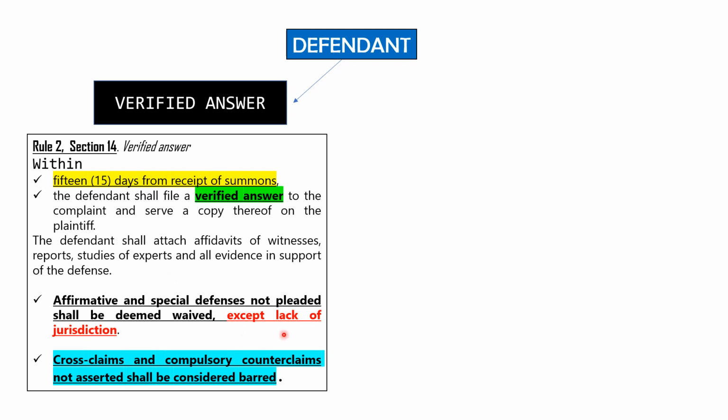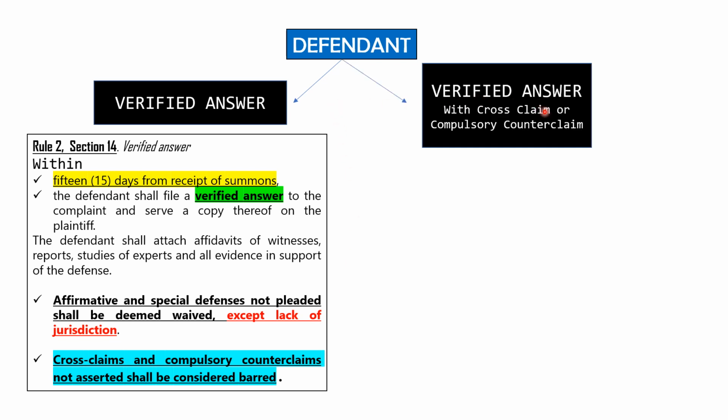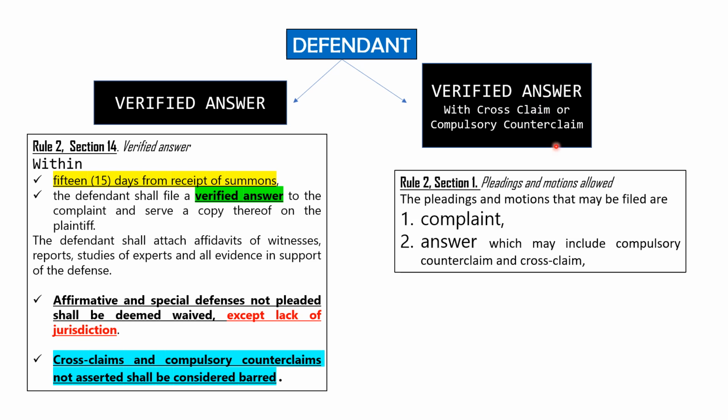And again, that is except lack of jurisdiction. Take note also that you can file a verified answer with cross-claim or compulsory counterclaim. That is allowed. Section 1 of your Rule 2, pleadings and motions that may be filed are answer which may include compulsory counterclaim and cross-claim. Kasi pag hindi mo na yan na isama, what will happen? Then they shall be considered barred.